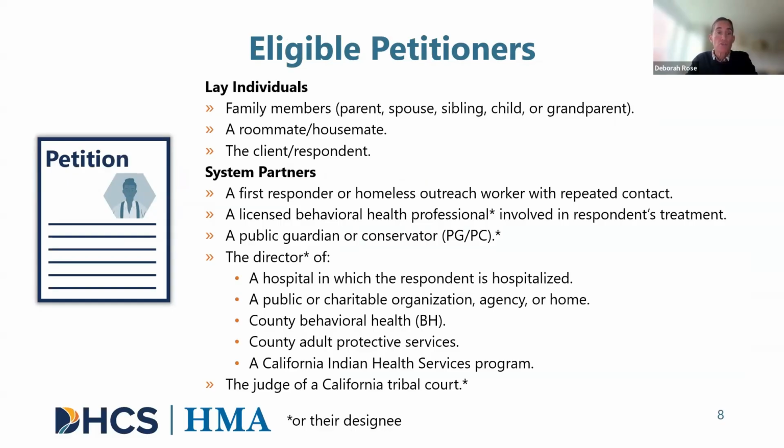People who are adults over the age of 18, it could be a roommate, a family member, domestic partner, a parent. It could also be by system partners. And so that includes hospitals, agencies where an individual is being treated, a licensed behavioral health professional, protective services, tribal courts, among others. In many instances on this list, you'll see that there's a little asterisk, and that denotes where a designee can also be appointed for one of these entities. So a broad range of people who can be petitioners, and we are considering these petitioners and these referral sources as we go through the training.